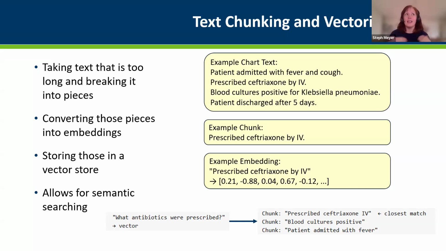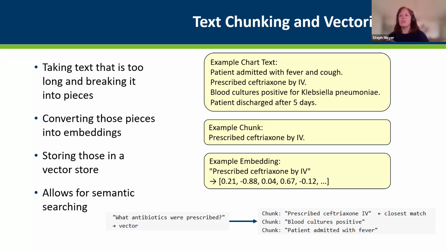So the text chunking is going to take each line of that and make it its own chunk. An example chunk would be "prescribed ceftriaxone by IV." And then you convert that chunk into a numeric representation of meaning. That's what an embedding is. In this instance, that means that string of numbers there, the 0.21, negative 0.88, all of that. These numbers put the text in a mathematical space where similar meanings are close together.